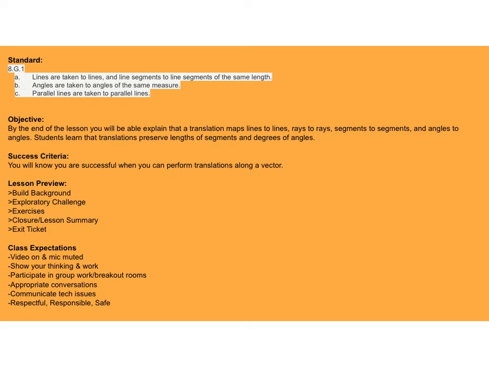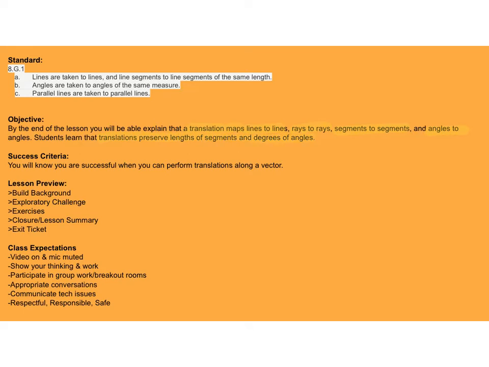Our objective for this lesson is that by the end of the lesson, you'll be able to explain that a translation maps, as we talked about yesterday, lines to lines, rays to rays, segments to segments, and angles to angles. You'll learn that translations preserve the lengths of segments and degrees of angles. So that just means they're going to stay the same.